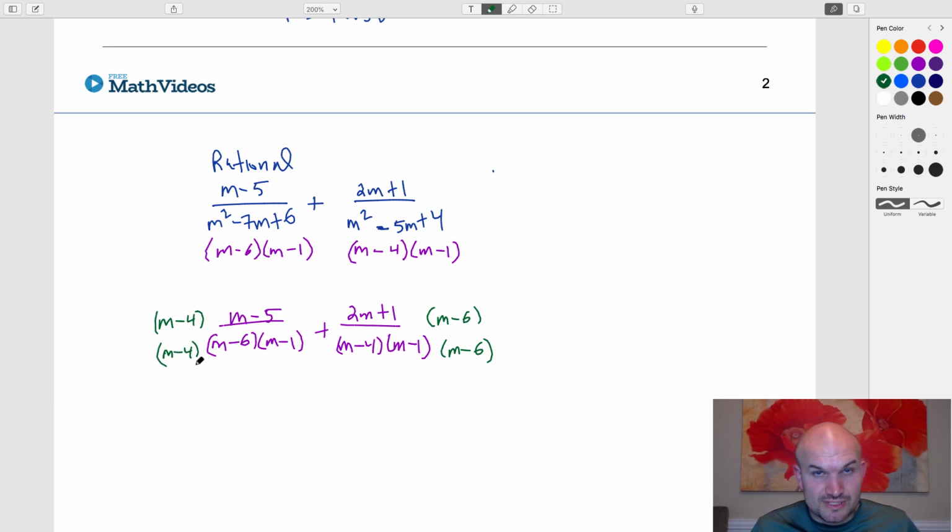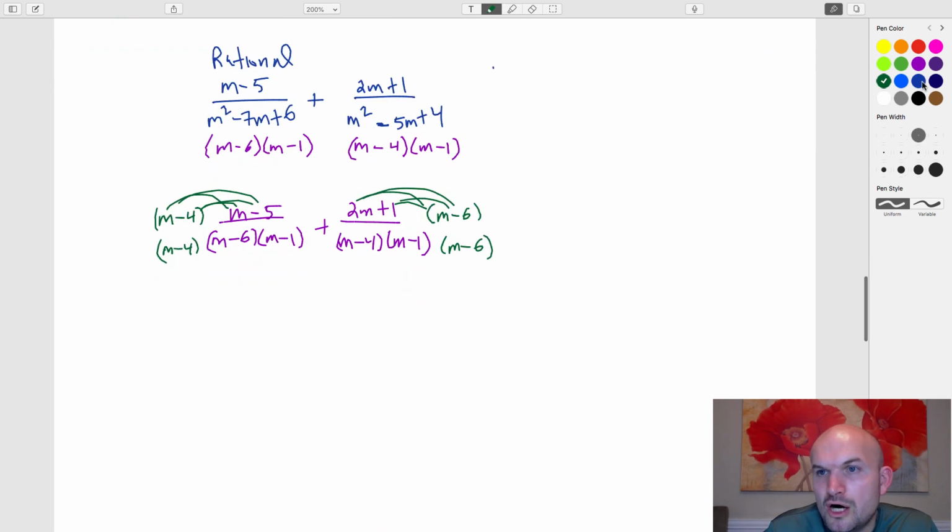Okay, so now you can see that my denominators are exactly the same. And my numerators are not exactly the same, but now I can distribute, right? Using FOIL here, I can distribute here, and I can distribute for these, and then I can combine like terms. So let's write this all under 1.